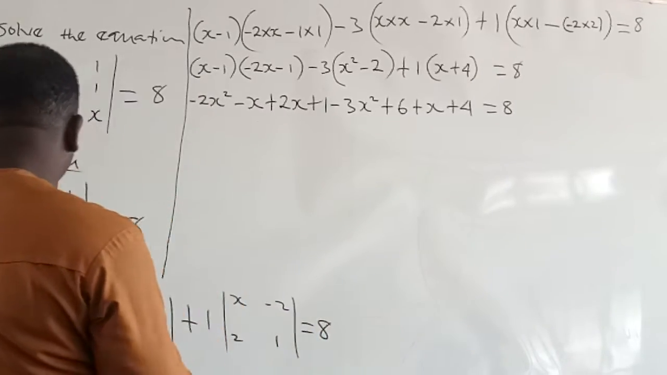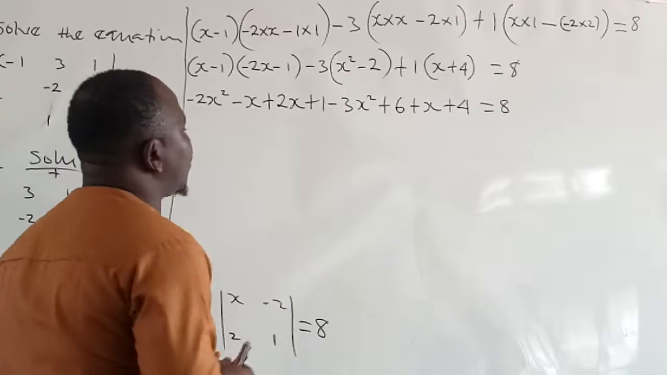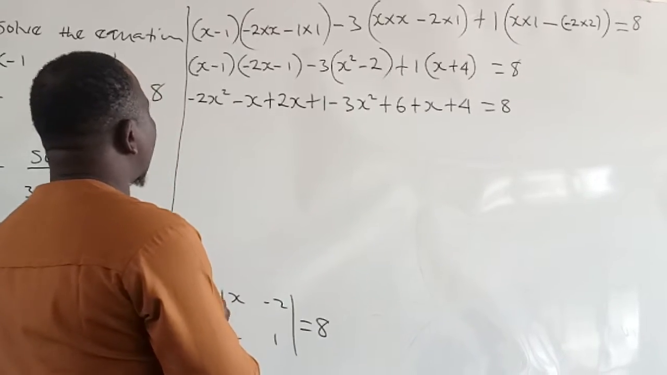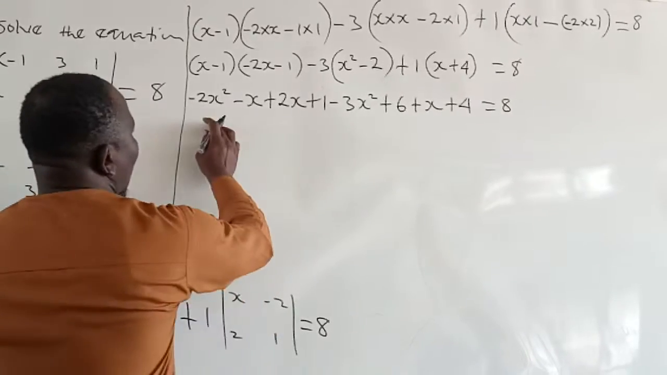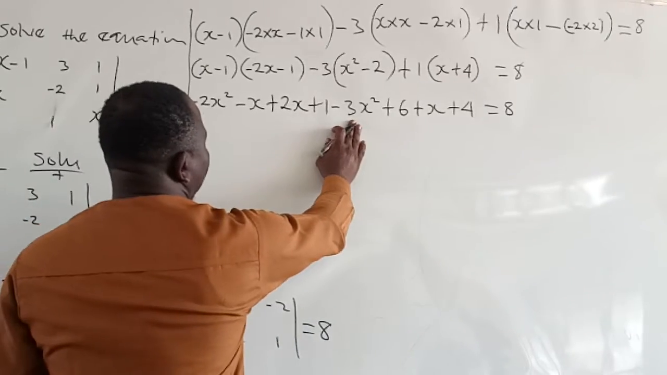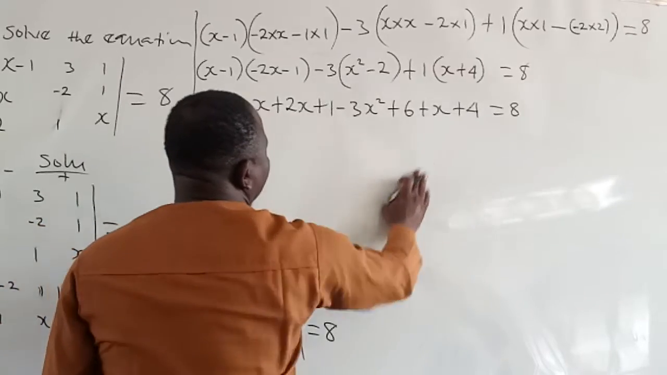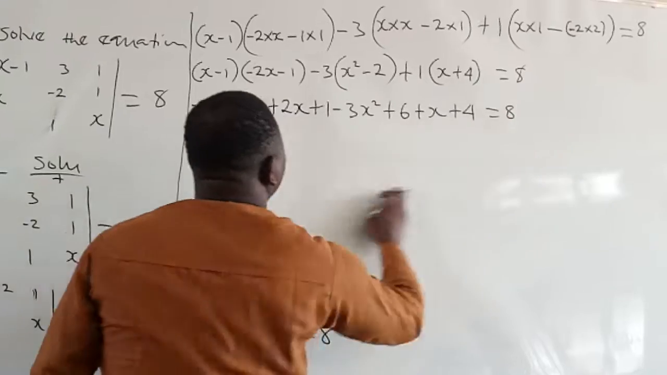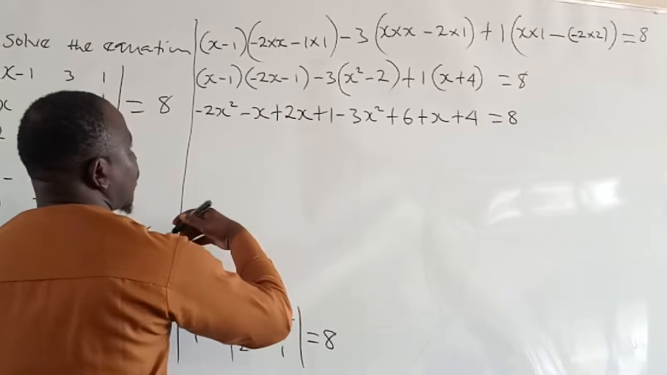At this point, you are going to collect like terms if you agree with me. So what we need to do here is we know that this and this are like terms. This and this are like terms, and this and this are like terms. Is that clear? So we collect like terms.